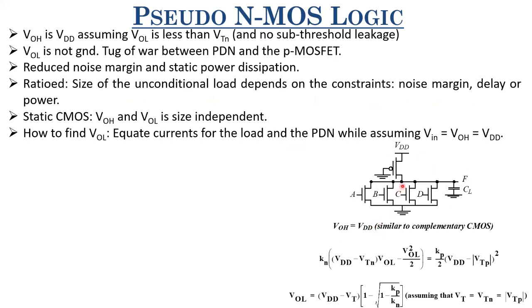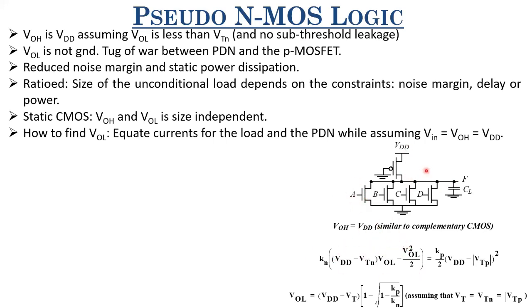Now, how do we find the VOL here? Let's say only one of these is turned on in the worst case. In that case, since the output is VOL and the input is VOH, that is VDD, and we assume VOL is less than VTH, the VDS of this NMOS is smaller as compared to VGS, because VGS is VDD minus 0. So VGS minus VTH is actually greater than VOL, right? So in that condition, this NMOSFET is in the linear regime, and we use the expression for the linear regime.